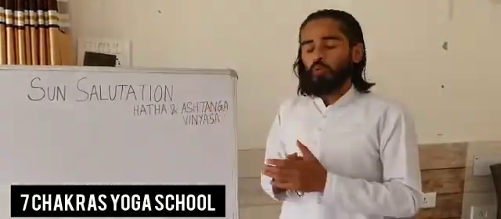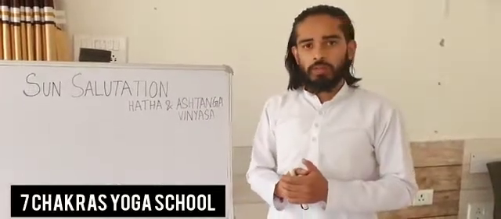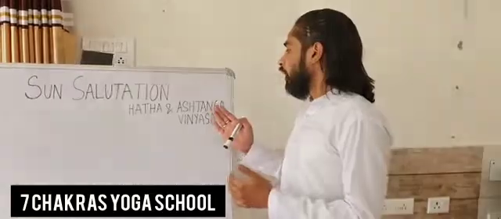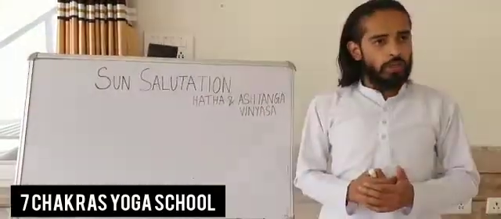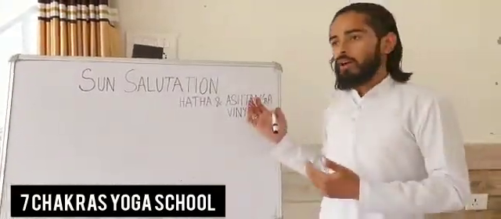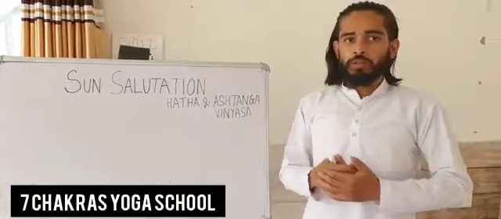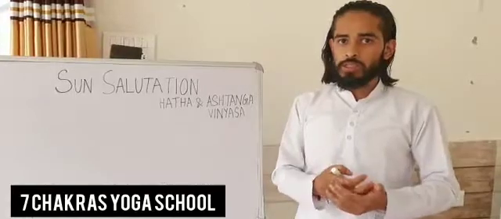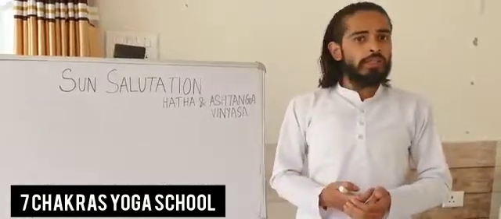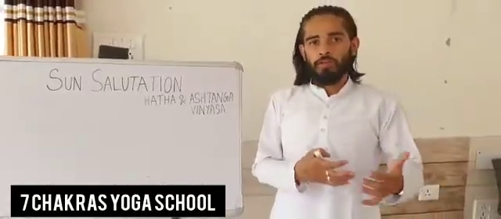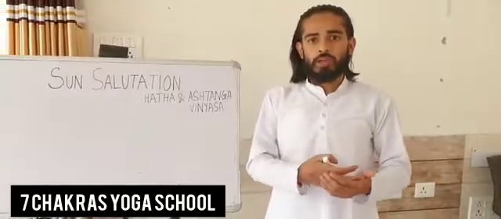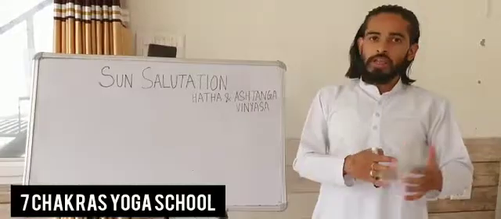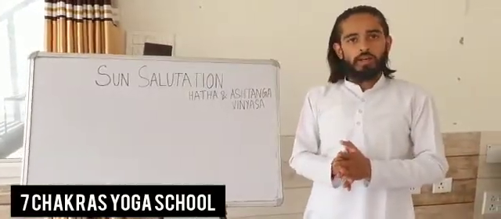Let's talk about the meaning of Ashtanga. Ast means 8 and Ang means limbs. So according to Ashtanga yoga, there are 8 limbs of yoga, which is why it is called Ashtanga yoga. These limbs are Yam, Niyam, Asan, Pranayam, Pratyahara, Dharana, Dhyan and Samadhi. So these are the definitions of Ashtanga and Hatha yoga.